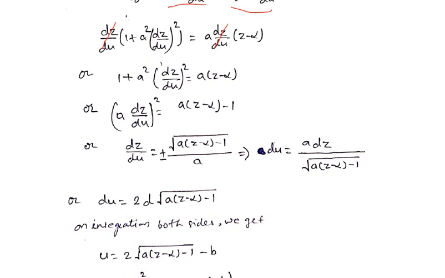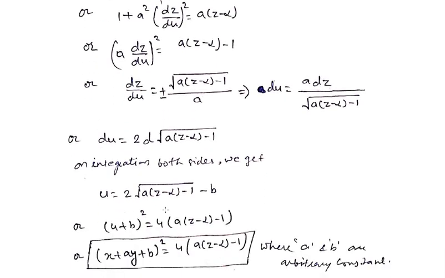minus 1 minus b, or it becomes u plus b, taking b into the left hand part, u plus b whole square is equal to 4 times a into z minus alpha minus 1, and u is what? x plus ay. So this is the complete solution of the given equation, and here a and b are arbitrary constants.